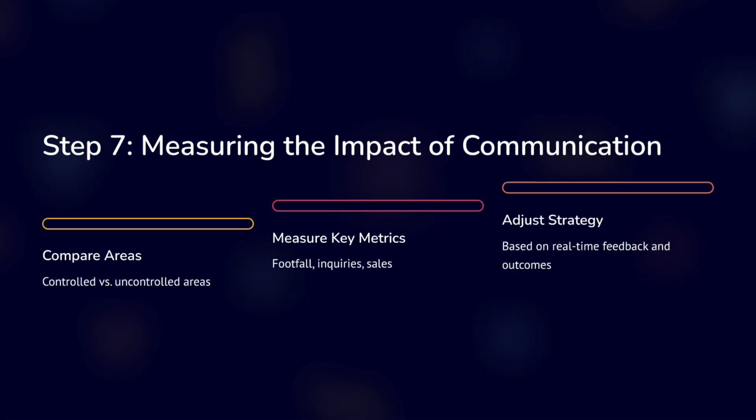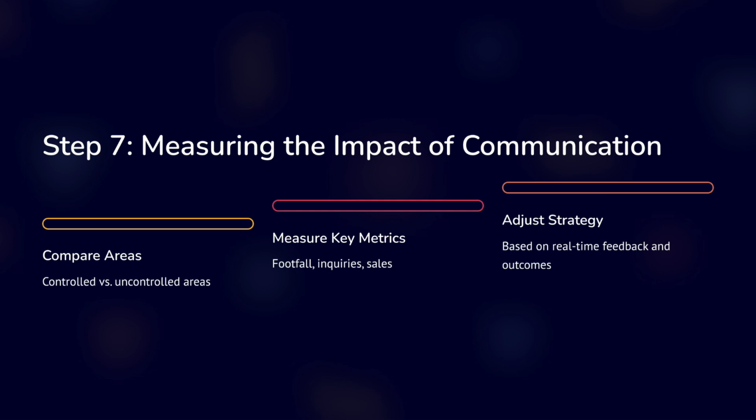The final step of the process is step 7, measuring the impact of communication. Once the communication strategy is put into action, it is absolutely essential to assess how well it resonated with the intended audience. In rural locations where non-traditional communication methods are prevalent, the plan's efficacy and impact are often evaluated by comparing controlled and uncontrolled settings.